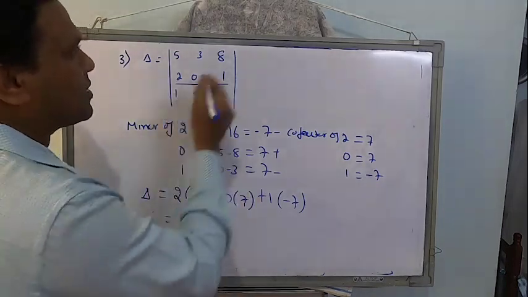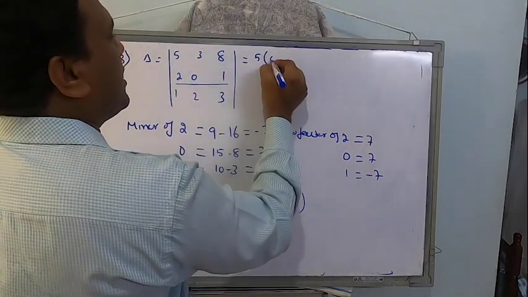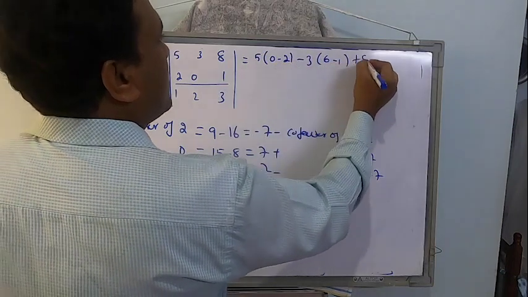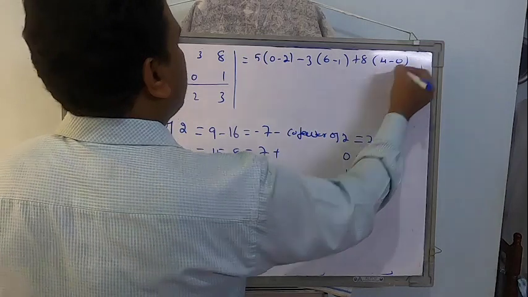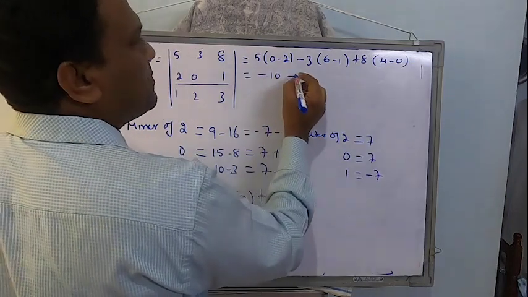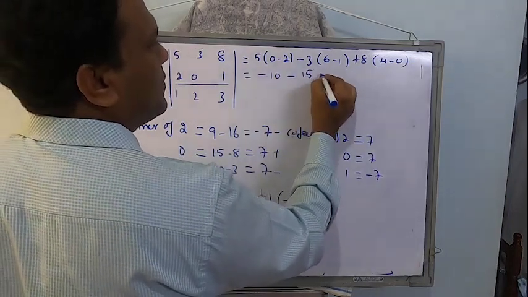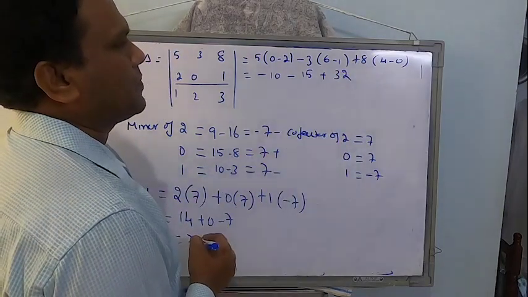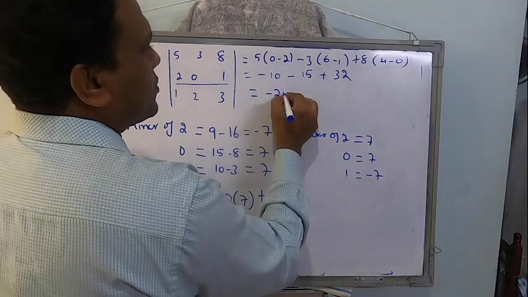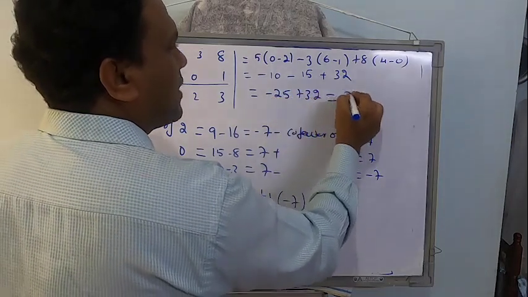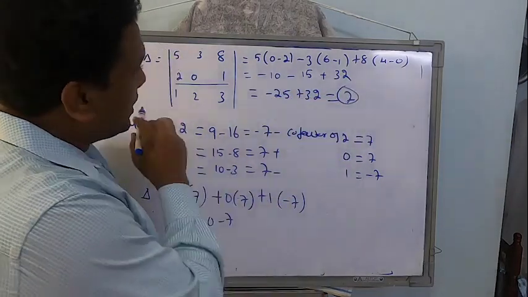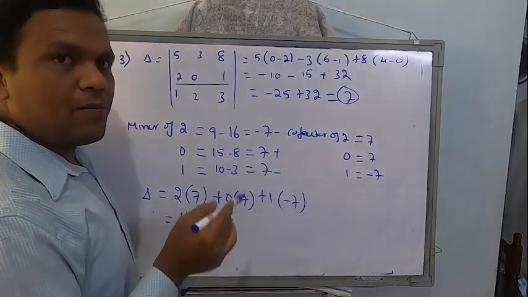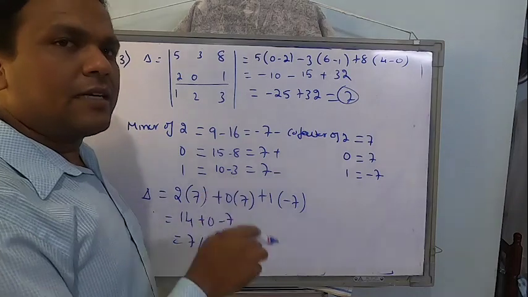If you want, you can just check this actually. So 5 multiplied by 0 minus 2, minus 3 multiplied by 6 minus 1, plus 8 multiplied by 4 minus 0. Correct now? So that's minus 10, that's minus 15, plus 32. So this is minus 25 plus 32. The value will be equal to 7. Normal expansion also will give me 7, but they don't want the normal expansion. You take the help of the cofactors of the second row and then get the value.